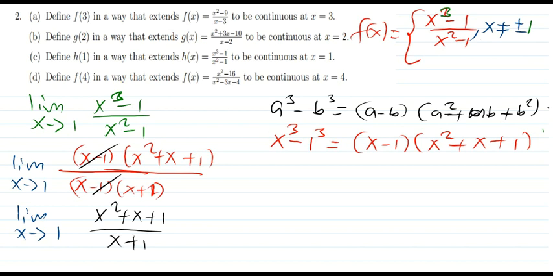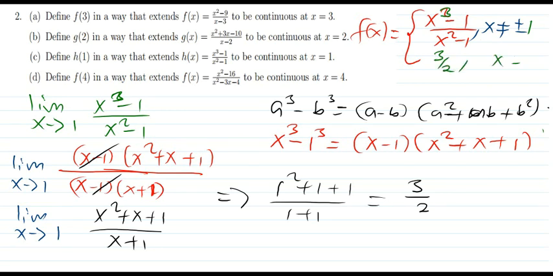Now if I plug in directly, it's going to be defined. So this will be equal to 1 squared plus 1 plus 1, then 1 plus 1. So I have 1 plus 1 plus 1, 3, over 2. Meaning that the answer is 3 over 2 when x is equal to 1. So I'm done. Now at that point it's going to be defined, and then it's going to be continuous.